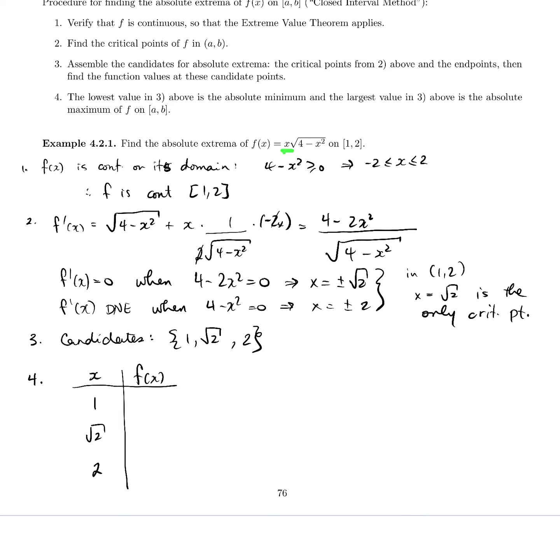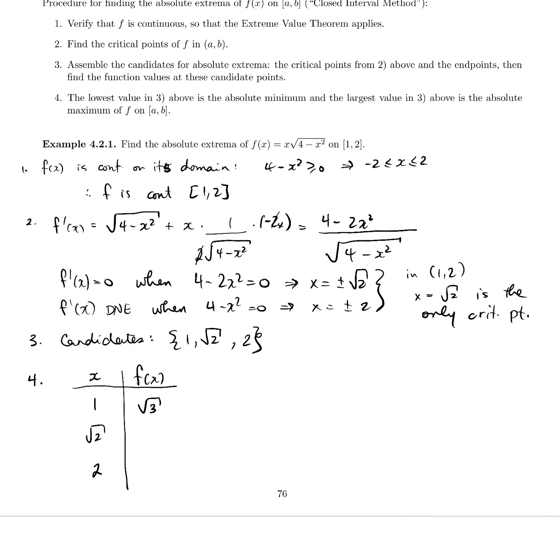So f of 1 here is going to be 1 times the root of 4 minus 1, so root 3. Root 2 will give us x is root 2 times the root of 4 minus root 2 squared, which is 2. 4 minus 2 is 2, so root 2 times root 2, which is 2. And lastly, if you plug in 2, we get 2 times root of 4 minus 4, which is 0.